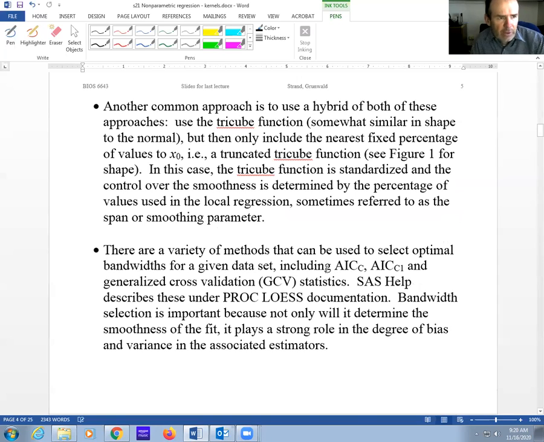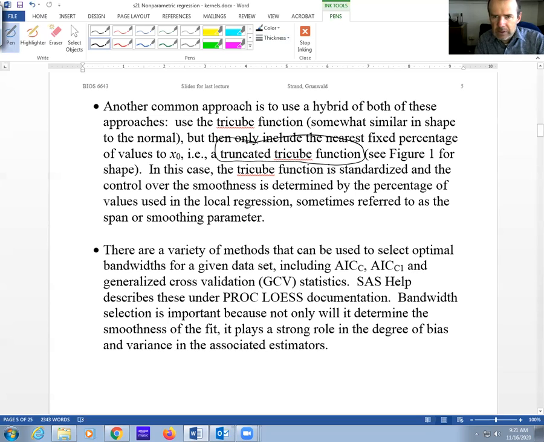So you can actually do a hybrid of those two. You can do something that weights points higher if they're closer to the focal point, but then also say, well, I'm not going to consider points that are too far away. So that would be using something like this. Now the tricube function, that's a lot like the standard normal.